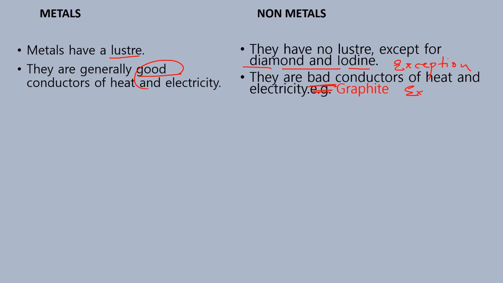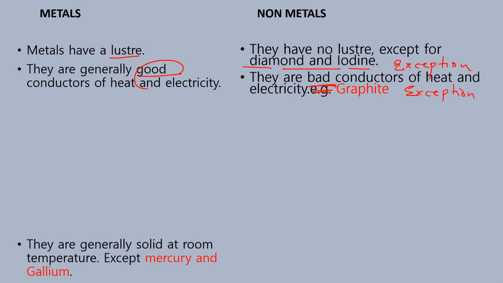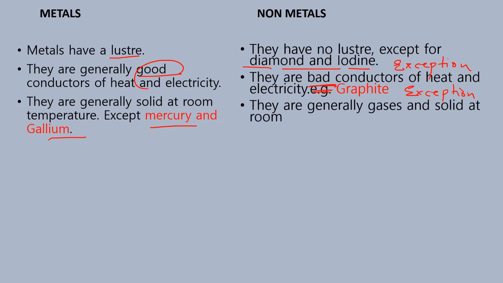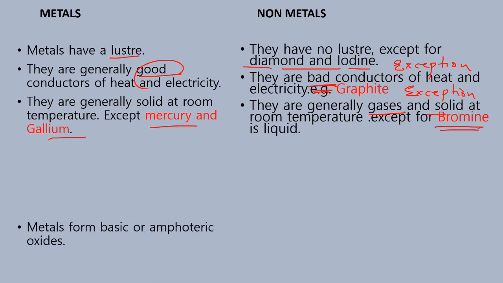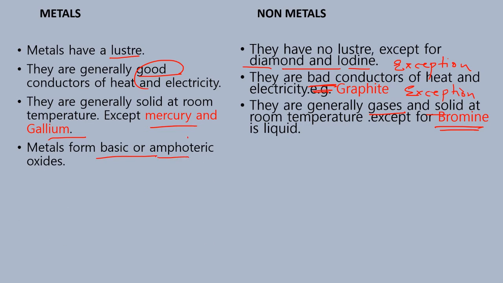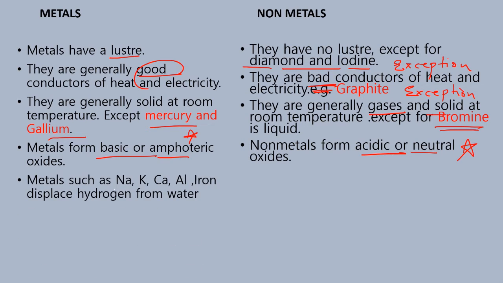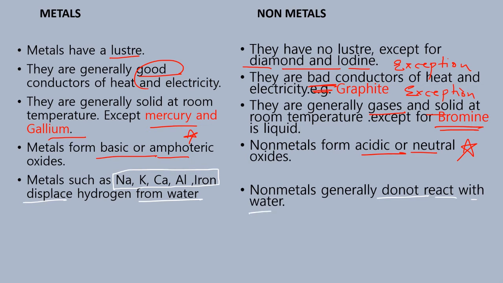Metals are generally solid at room temperature, but there are exceptions like mercury and gallium. Whereas non-metals are gases or liquid at room temperature, except for bromine, which is a liquid. Metals form basic or amphoteric oxide, whereas non-metals form acidic or neutral oxide. Point to remember. Next, metals such as sodium, potassium, calcium, aluminium, iron all displace hydrogen from water, whereas non-metals do not react with water at all.